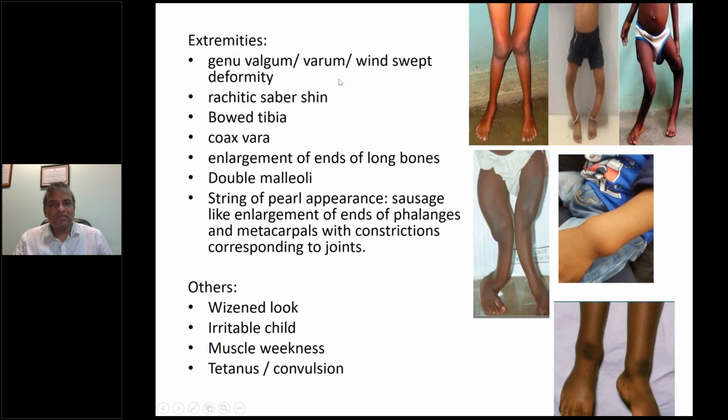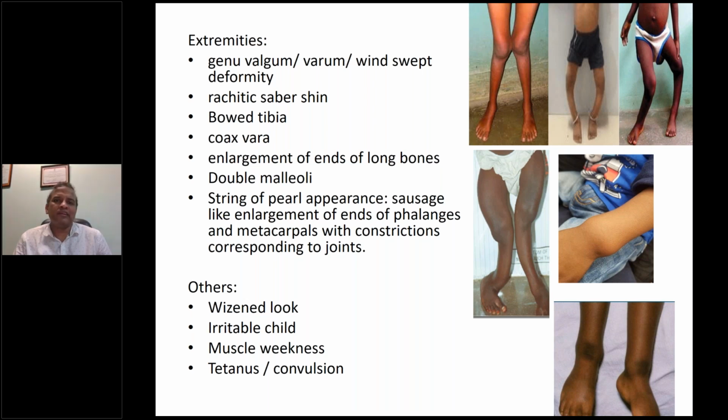If you come to the extremities, what is commonly seen at the knee is genu valgum, the knock knees, or genu varum, or rarely a windswept deformity. Whether a child develops genu varum or valgum depends upon the age of onset of the deficiency. Initially when the child is born, they have varus knees. So in the first 2 years, if there is a dietary deficiency leading to rickets, these children come with mostly varus deformities. In the normal physiological growth of a child, the varus becomes neutral to valgus around 4 years of age.